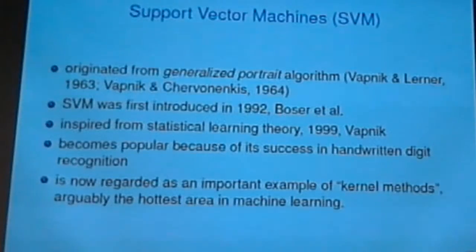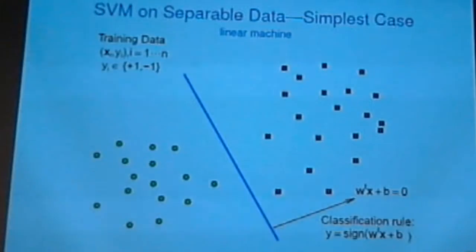Actually, kernel method is moving from linear to nonlinear. It relies on kernels, some kind of kernel method there. And arguably, probably still true, I guess, it is still the hardest area in machine learning. There are some variants of this support vector machine algorithm. Let's just look at the basic ideas of support vector machines.